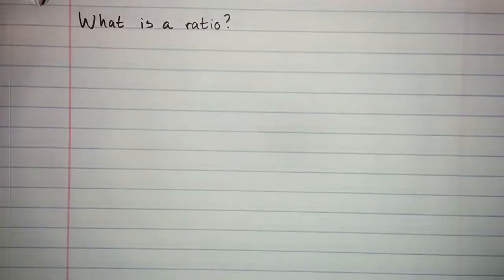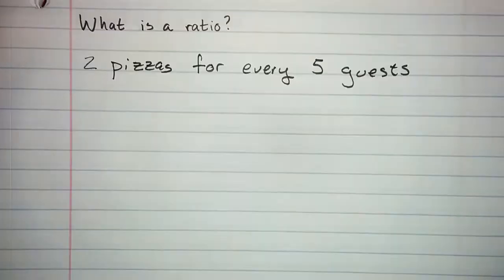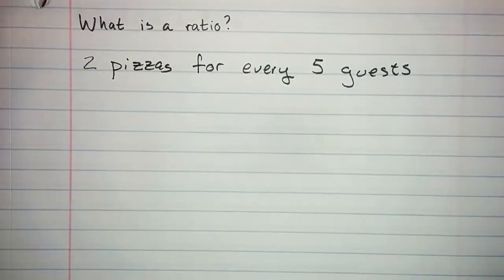What is a ratio? A ratio is a way of describing a relationship between two numbers. In particular, it describes a relationship where we have some quantity of one thing for every so many of another thing. That seems really weird and abstract. Let me show you an example. Suppose I told you that at a party there were 2 pizzas for every 5 guests. That tells you something about how much pizza every guest got.